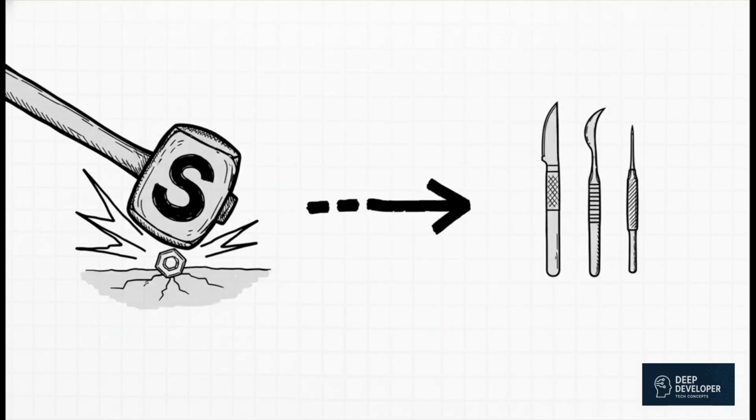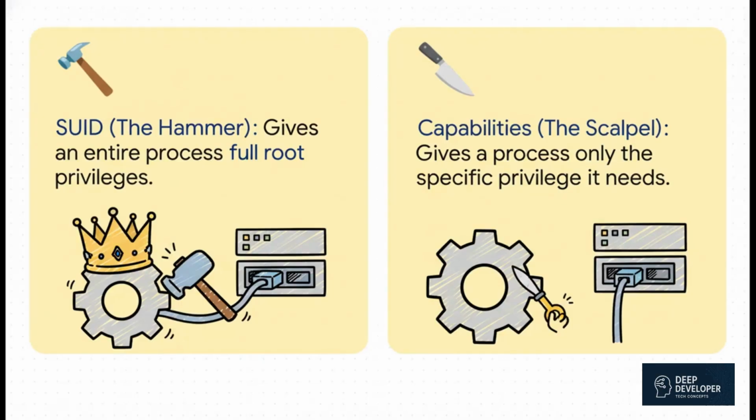And speaking of least privilege, the Linux world actually has a much better, much more precise tool for this job. It's a modern alternative to the SUID hammer, and it's called Linux Capabilities. This slide just says it all. If SUID is the hammer, capabilities are the scalpel. Instead of giving a program full root access, you can give it just the one specific capability it needs.